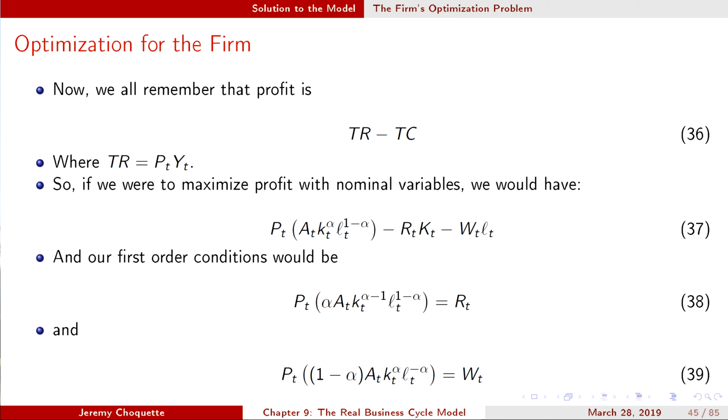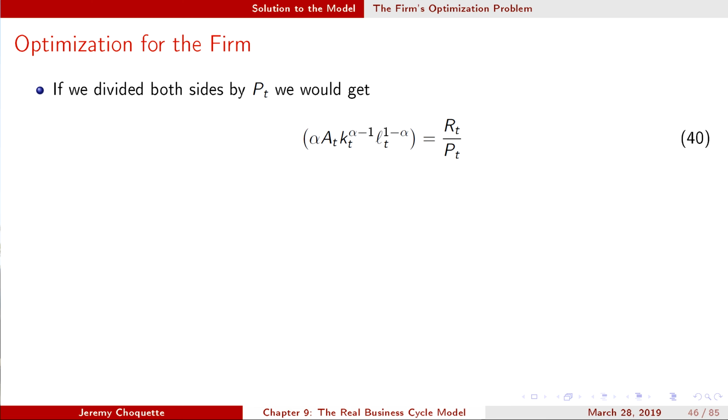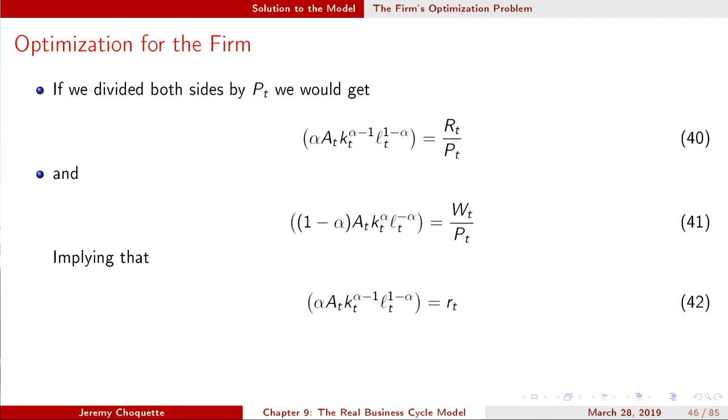So again, the value of the marginal product of labor is equal to the nominal wage rate. But these are nominal terms. Remember, we're more interested in real stuff. Well, if we divide both sides by P_t, we will in fact get real stuff. I get the real marginal product of capital equals the nominal interest rate over the price level. Then I'd have to do the same thing for labor. I would get the marginal product of labor equals the nominal wage rate over the price level.